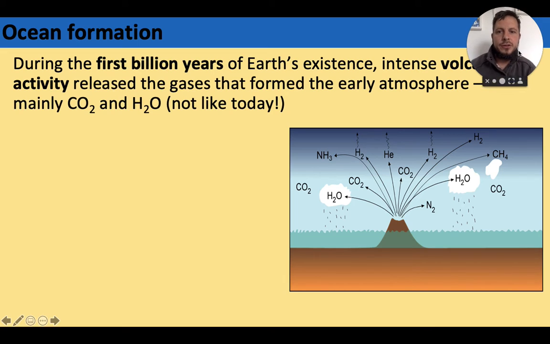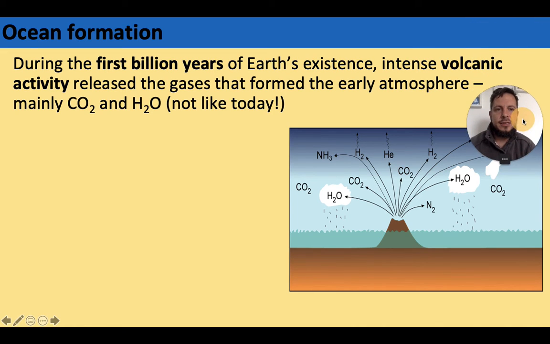Now, the next key step in the story of how the atmosphere developed is the formation of the oceans, and it's quite an important step. During the first billion years of the Earth's existence, we've got our volcanic activity, and the two main gases coming out of the volcanoes are carbon dioxide and water.